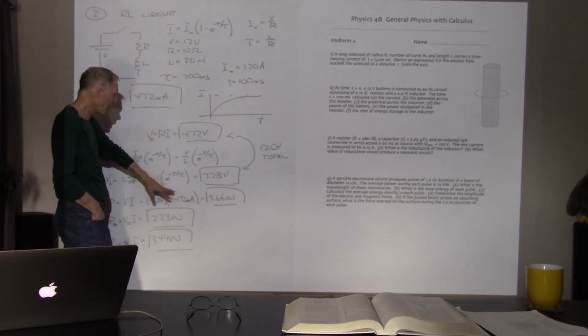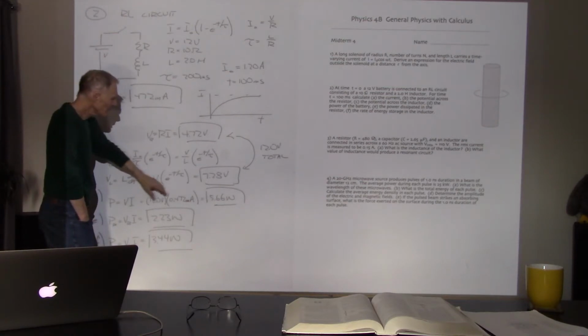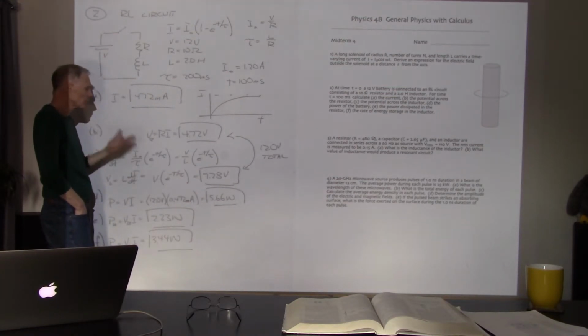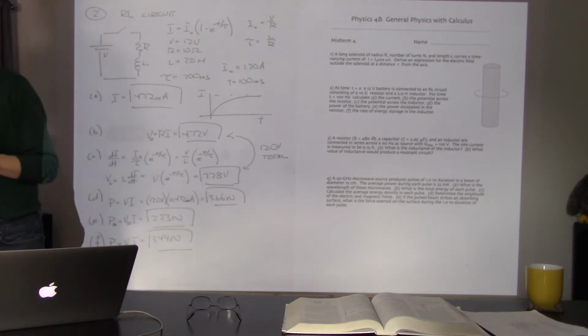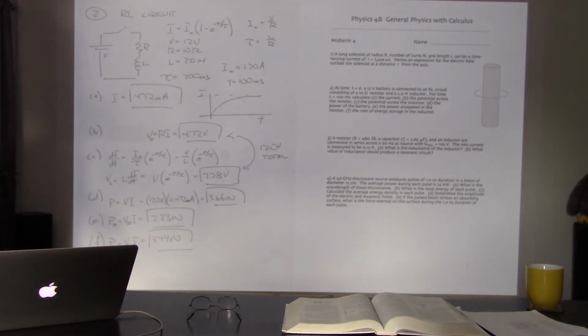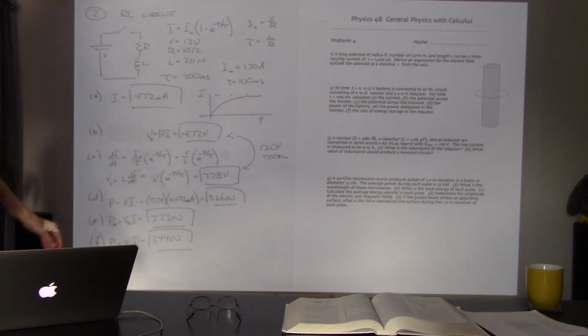Now the I, right at that instant, was this 472 milliamps. That says that the battery is supplying 5.66 watts. Right at that instant, the battery is in the process of putting 5.66 joules every second out into the circuit to let the resistor and inductor do with what they want.